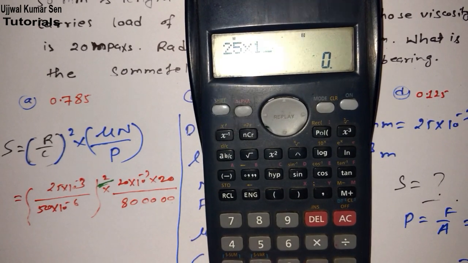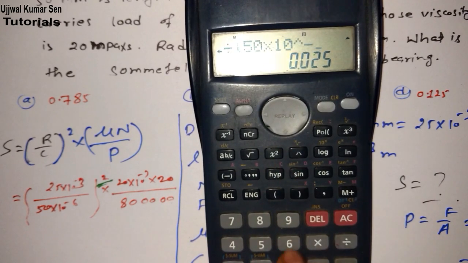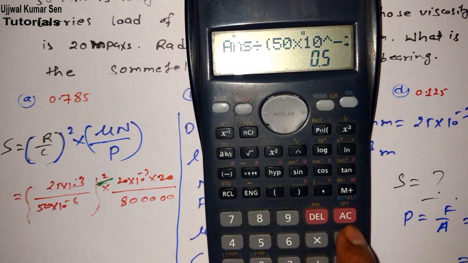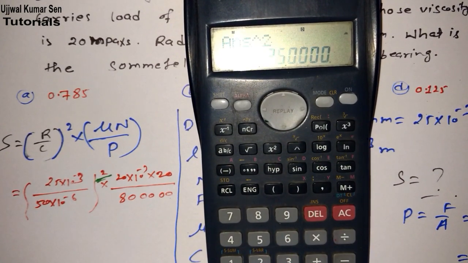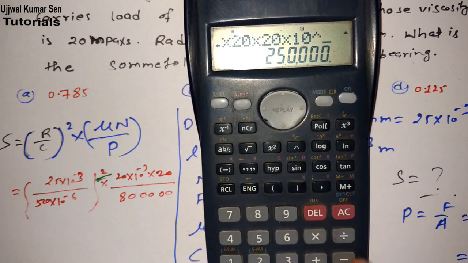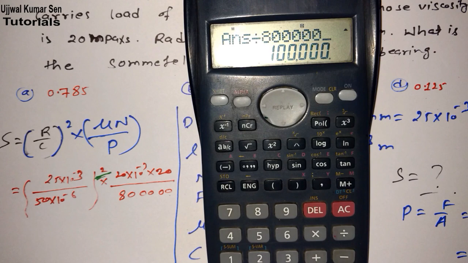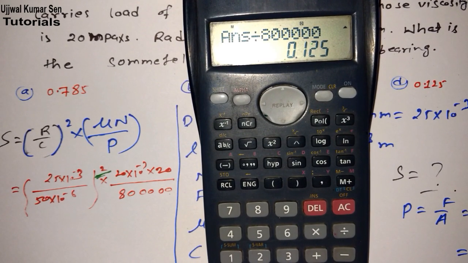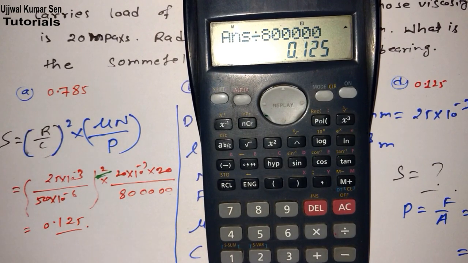So this one, 25 multiple 10 to the power minus 3 division 50 multiple 10 to the power minus 3. So what we got basically, yeah, we have to divide again by 10 to the power minus 3 because 10 to the power minus 6 is there. So the 50 square 2,500, multiple 20 multiple 20 multiple 10 to the power minus 3, multiple 8 lakh. So what we got basically, don't try to do things like I am doing. Always focus. Okay, so it's 0.125. So Sommerfeld number for this question is 0.125.